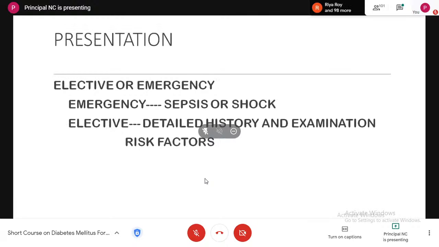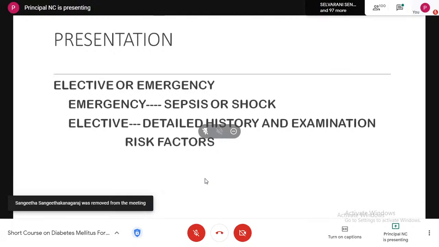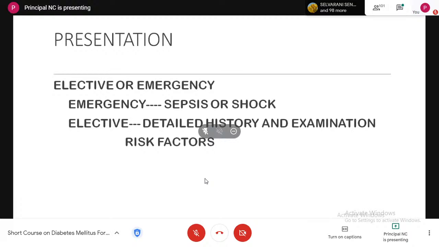So how will the patient come to hospital? It can happen in two ways, that is elective and emergency. So emergency, as I already told, if the ulcers are not treated promptly, what will happen? Lots of bacteria will grow in the wound. Then the bacteria will go to the bloodstream. They will release lots of interleukin cytokines. It will cause sepsis, and then the patient will go into shock.